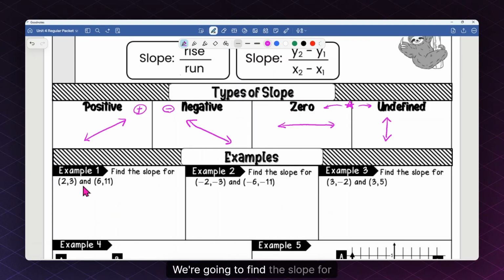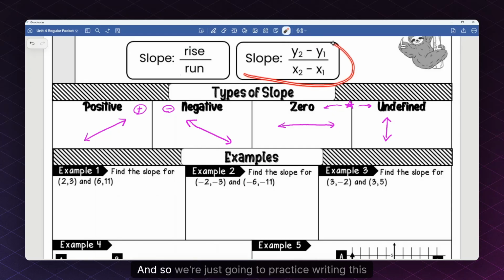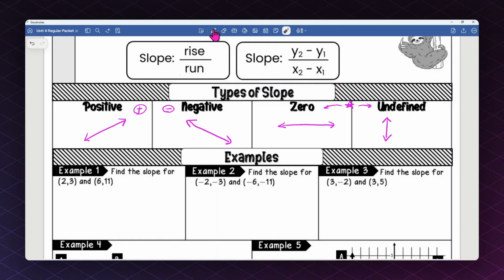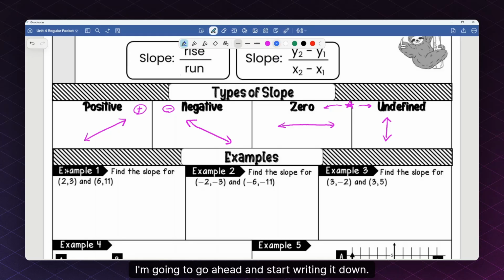Let's see. We're going to find the slope for this one here. It says the points 2, 3, and 6, 11. Well, let's look at our equation up here. This is our equation, and we're just going to practice writing this equation over and over again as we solve these. I'm going to go ahead and start writing it down.